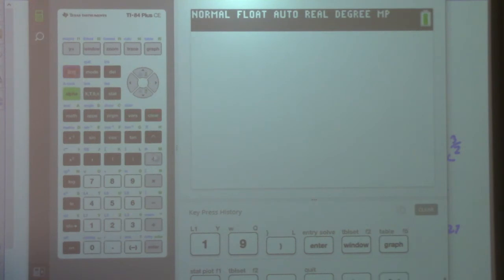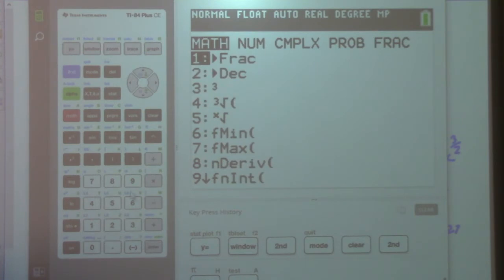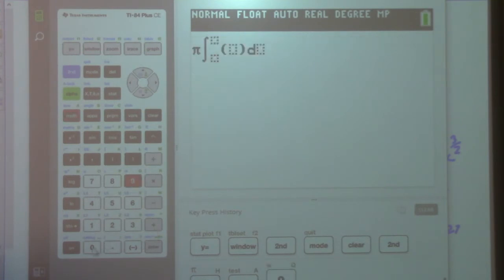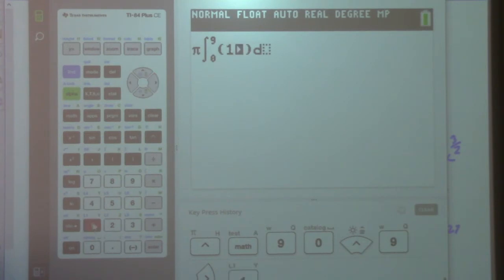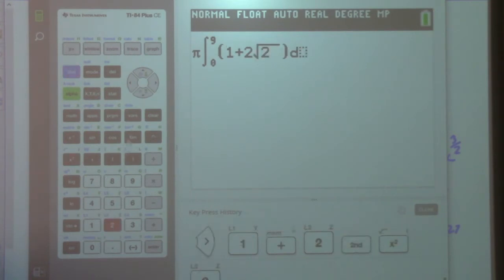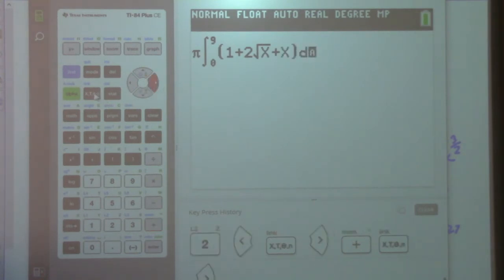So we have pi integral from 0 to 9. And we come over here, put in 1 plus 2 square root of x, square root of x plus x dx.